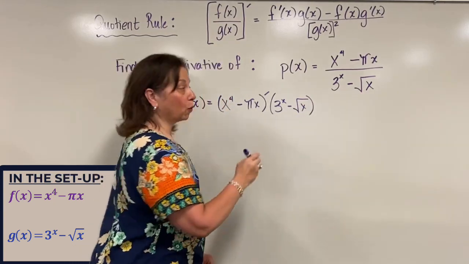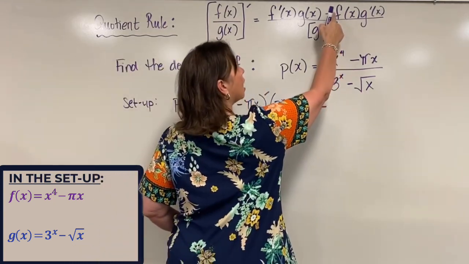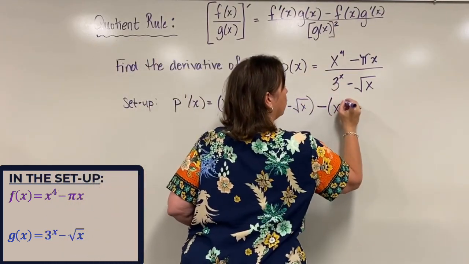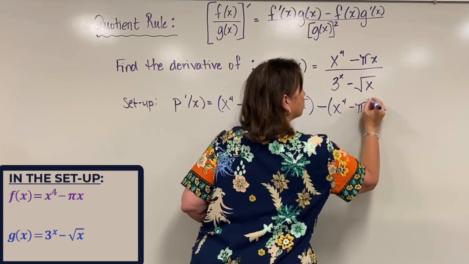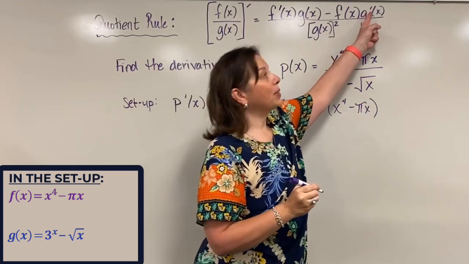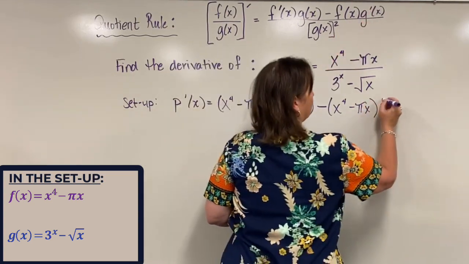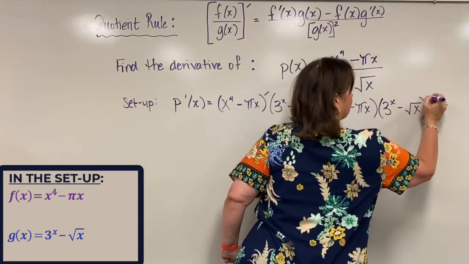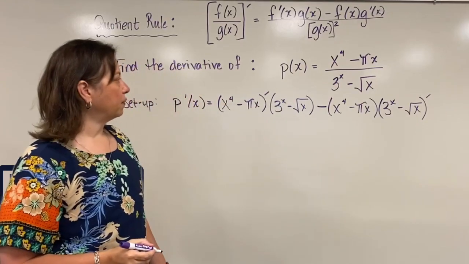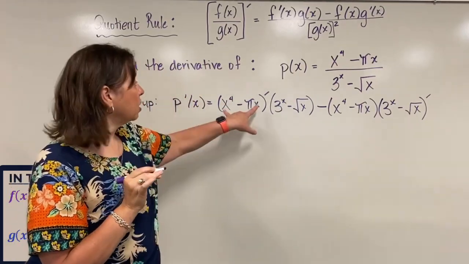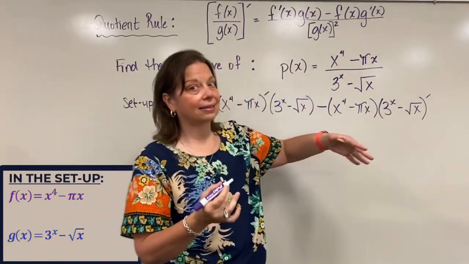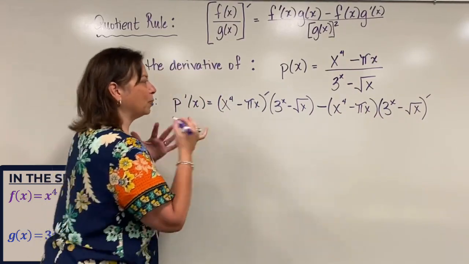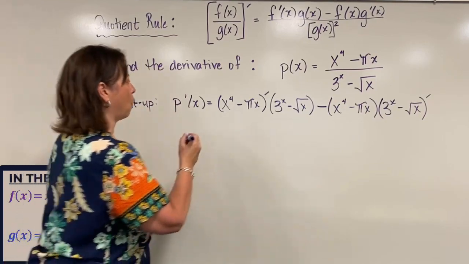And now we'll subtract off the top function, the numerator function, which for us is x to the fourth minus pi x, multiplied by the denominator's derivative. So we have 3 to the x minus square root of x, and then we'll indicate we have the derivative there. So at least in the numerator, we still have two places in my next step that I'll have to find the derivative of, but not yet. So much going on, we just try to do our setup and move forward from there.